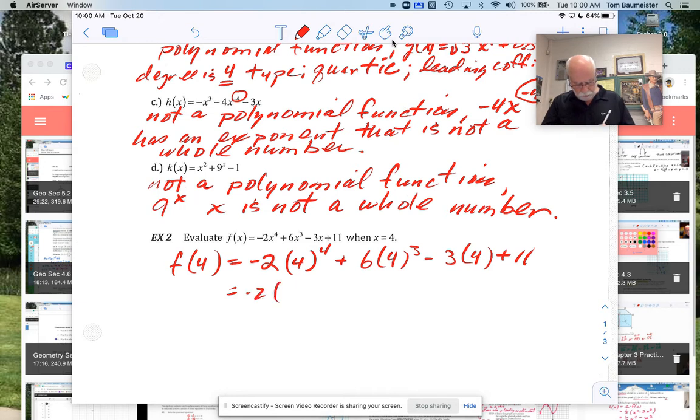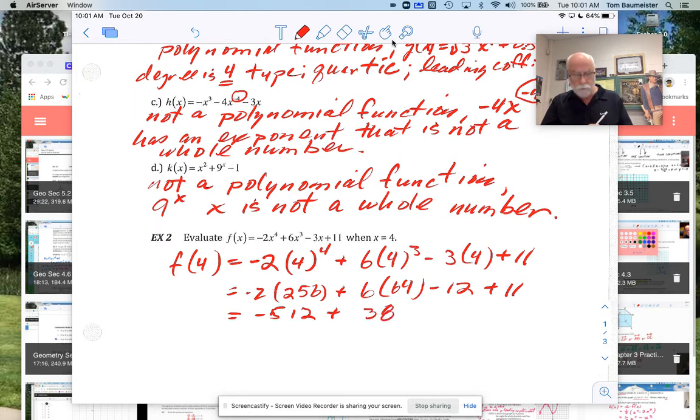That gives negative 2 times 4 raised to the 4th power, which is 256. 4 cubed is 64. And we'll have minus 12 plus 11. Negative 2 times 256 is negative 512. I'm sure a lot of you would have just plugged this into your calculator right now. And I would have gotten negative 129.